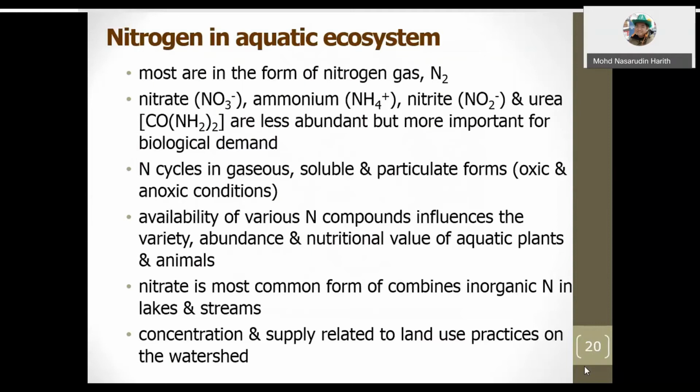Nitrogen in the aquatic ecosystem. Most of the nitrogen is in the form of nitrogen gas. Nitrite, ammonium, nitrate, and urea are less abundant but more important for biological demand. Nitrogen cycles in gaseous, soluble, and particulate forms that can be found in oxic and anoxic conditions. Availability of various nitrogen compounds influences the variety, abundance, and nutritional value of aquatic plants and animals. Nitrate is the most common form of combined inorganic nitrogen in lakes and streams. Concentration and supply are related to land use practices on the watershed.